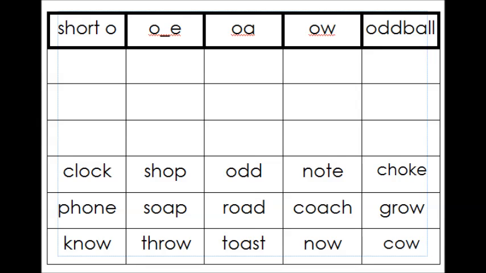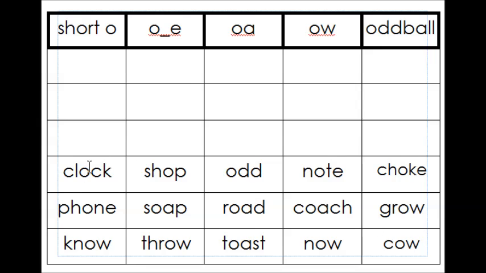saying O. So let's read our words, and in our head we're going to think, is that a short O or a long O? Let's start with clock, phone, no, shop, soap, throw, odd, road, toast, note, coach, now, choke, grow, cow.